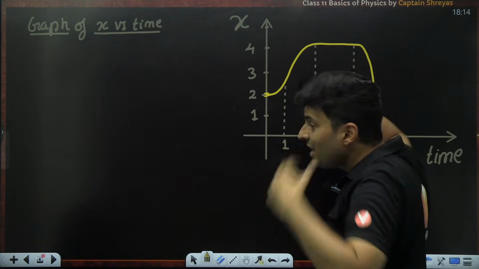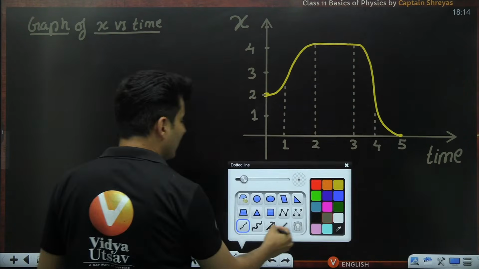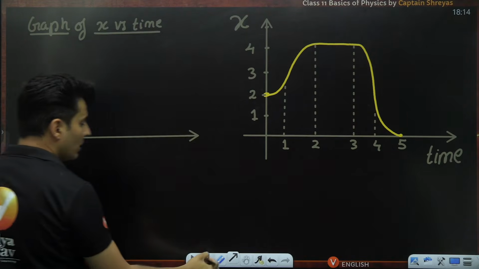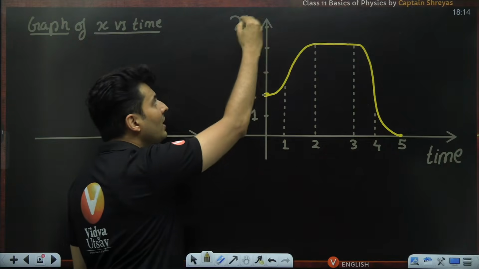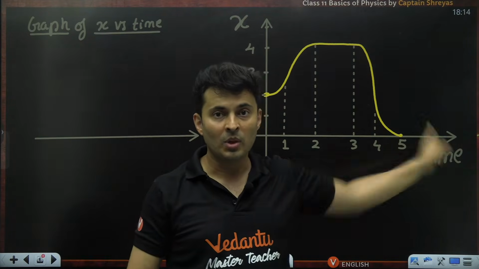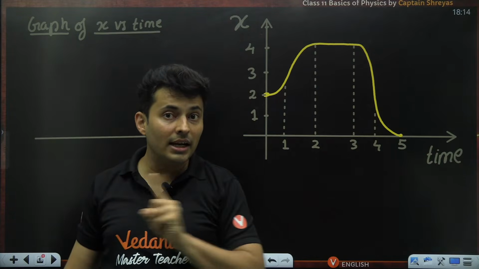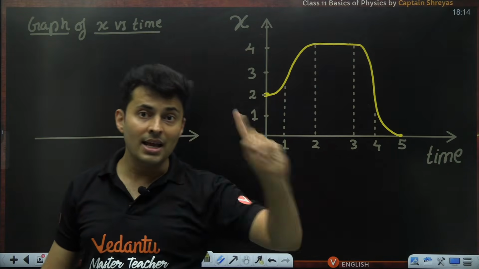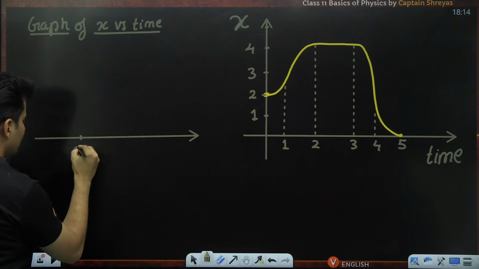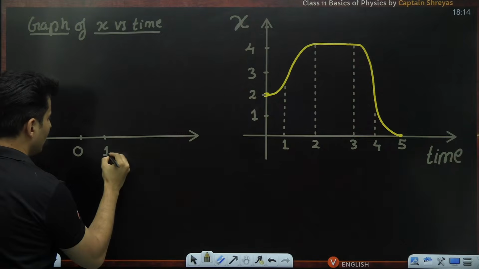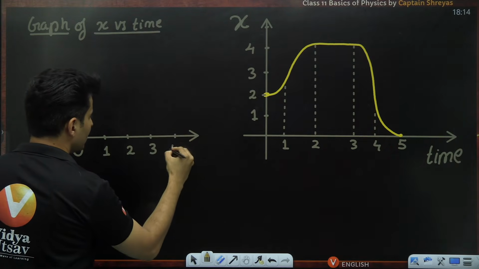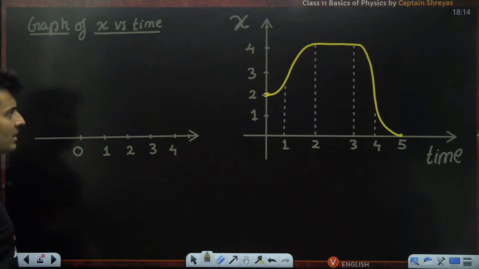So can you think what that person must be doing in this particular process? He was definitely only going in the x direction, because this is x coordinate versus time. So only his x coordinate was changing. He was moving along the x axis. So I will show the x axis over here. Let's say this is the origin. Let's say this is 1 unit. Let's say this is 2 units. Let's say this is 3 units. Let's say this is 4 units. Let's say this is 5 units.